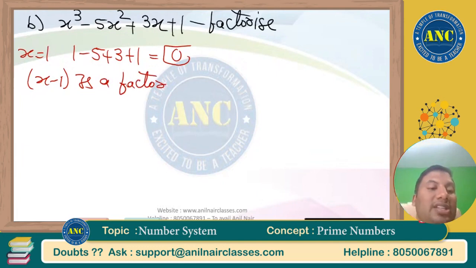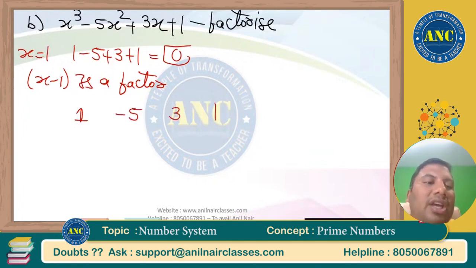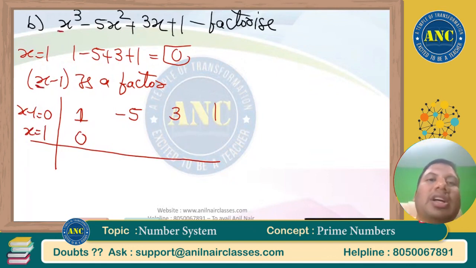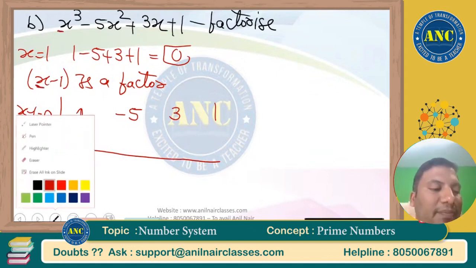If x minus 1 is a factor, write down the coefficients: the coefficient of x cube is 1, then minus 5, this is 3 and it is 1. Start with x minus 1 is a factor. Equate it with 0, x equivalent to 1. Start with 0. Coefficient of x cube, both are same.